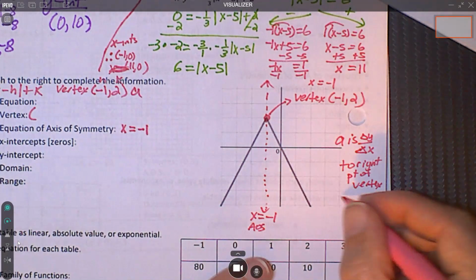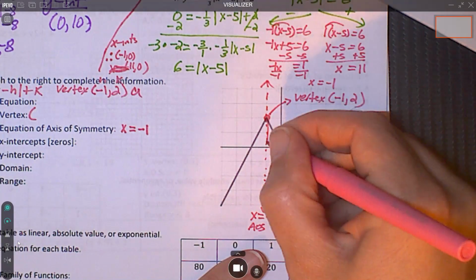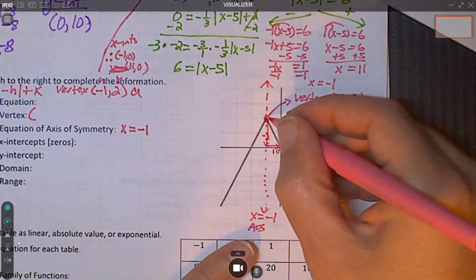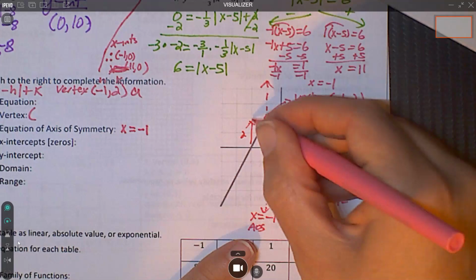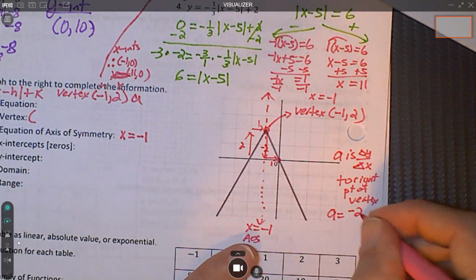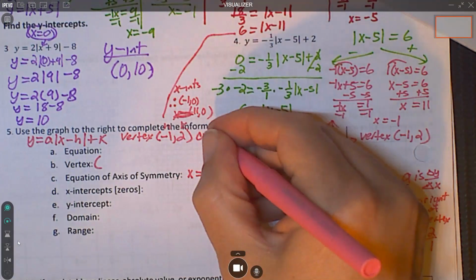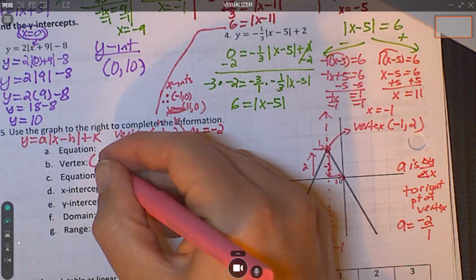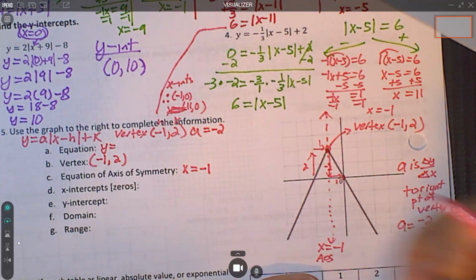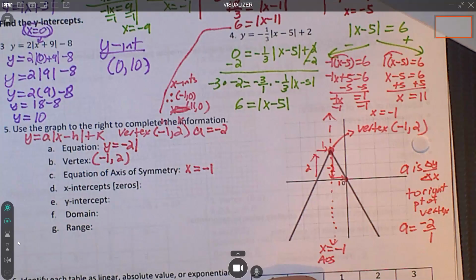So a: fall 2, run 1, and then the slope on that side is 2 over 1. But you go, a is this one. So the vertex is negative 1, 2. You go y equals a, negative 2, x, opposite h.